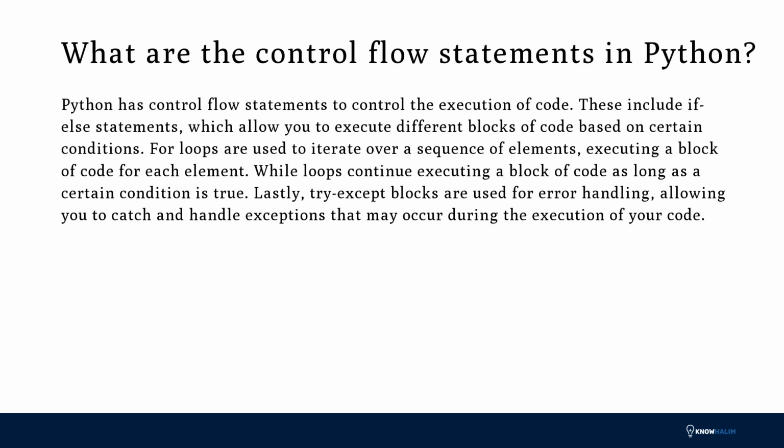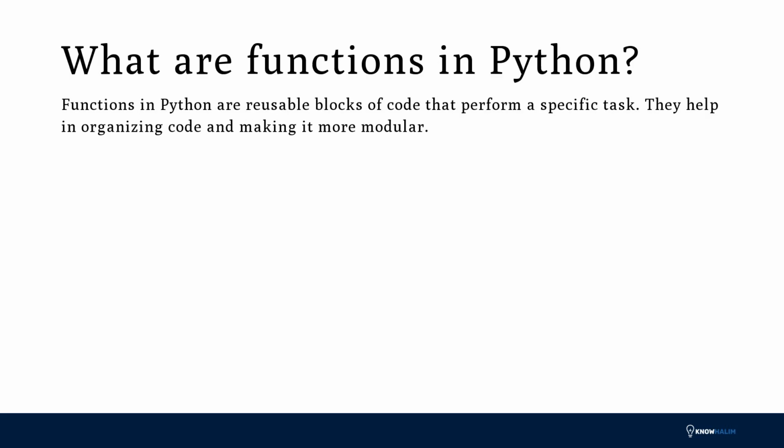What are the control flow statements in Python? Python has control flow statements to control the execution of code. These include if-else statements, which allow you to execute different blocks of code based on certain conditions. For loops are used to iterate over a sequence of elements, executing a block of code for each element. While loops continue executing a block of code as long as a certain condition is true. Lastly, try-except blocks are used for error handling, allowing you to catch and handle exceptions that may occur during the execution of your code.